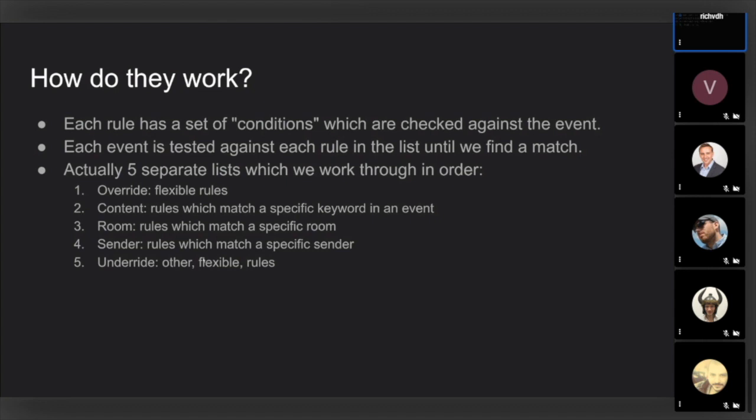Part of the complication is that that list is split into 5 separate sublists, which we casually call the override rules, which can kind of match anything, but apply first. The content rules, which look at the content in an event. The room rules, which look at the room ID on an event. Sender rules, which match specific senders. And then at the end, we have some other catch-all rules.